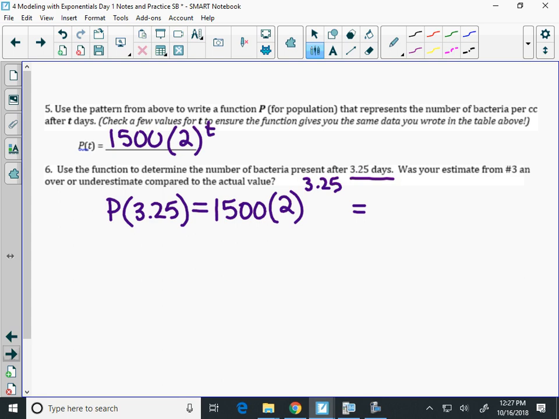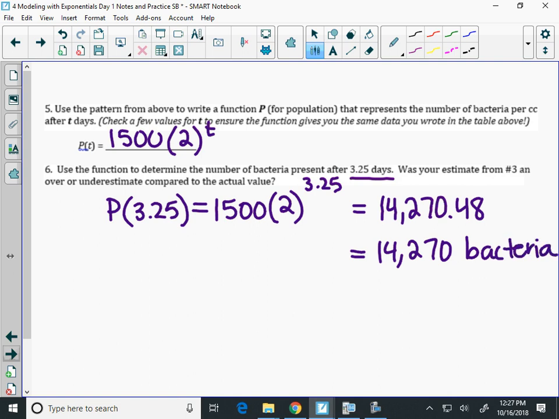Okay, so 14,270, and then I had 0.48. Should I do a whole number or decimal? We're talking about bacteria here. A whole number. So that would be about 14,270 bacteria. All right, was that close to what we estimated? So I said 15,000. Is that pretty close to 15,000? Yeah. So we did a good job.